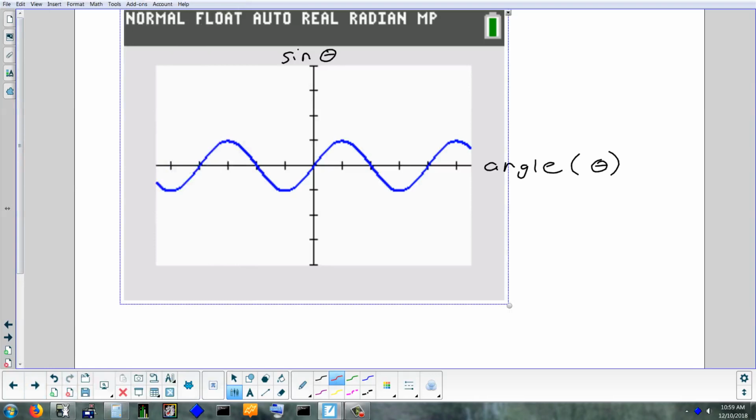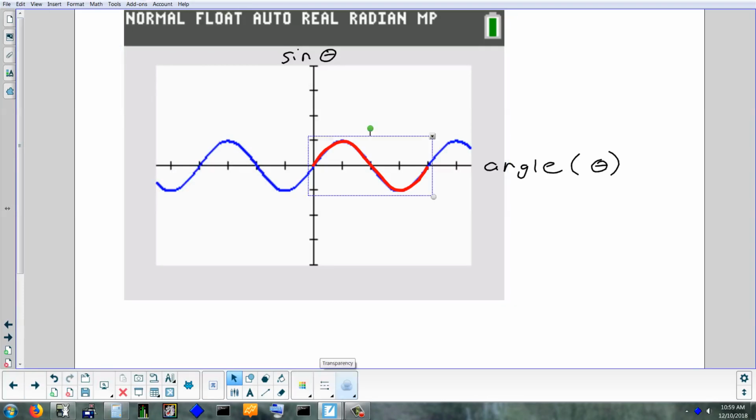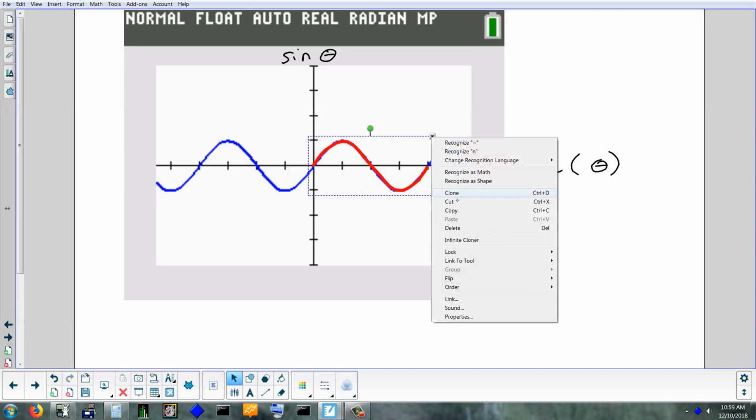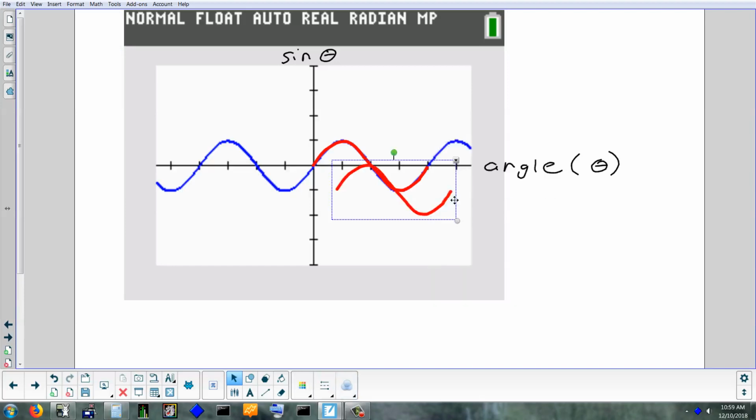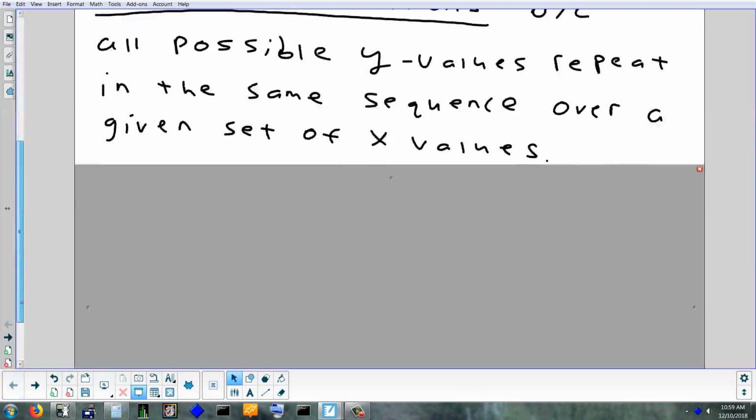So if I trace this section right here, that one section that I just traced describes the entire graph. Because all you would have to do is take that, copy it, and put another copy next to it, and you get the next section of the graph. There's a better name than section, but that's just what I'm calling it right now. So go back for a sec.